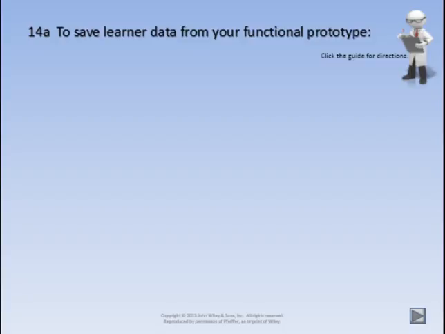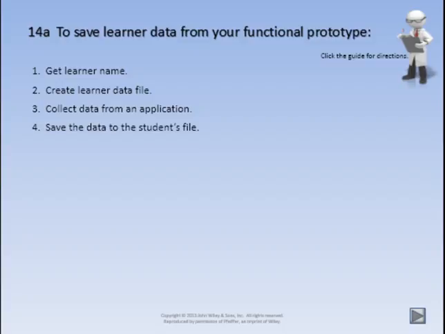How do you save learner data from PowerPoint? To save learner data, you need several macros. First, you need to get the learner's name. Second, you need to create a file on your computer where you store the data. Third, you need to collect data from application slides in your functional prototype. And fourth, you need to save this data to the student response file that you created.